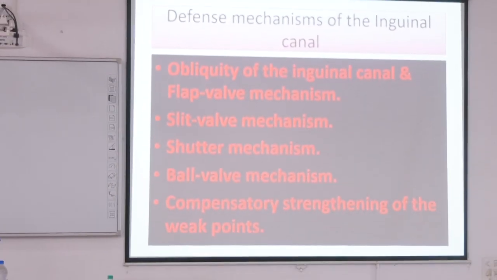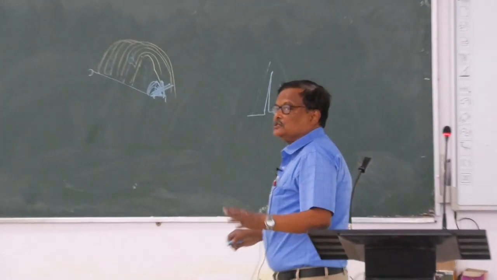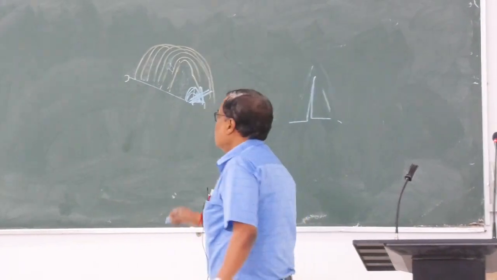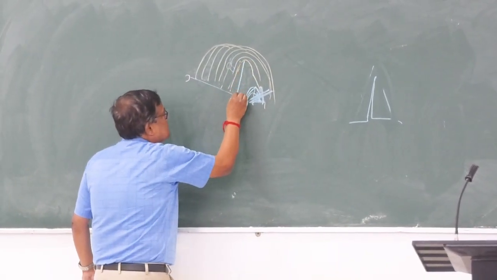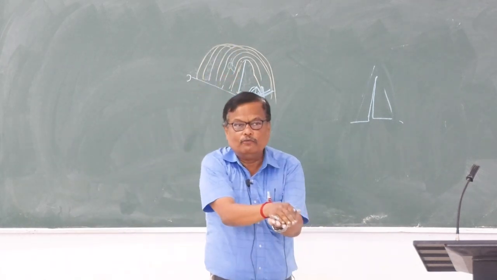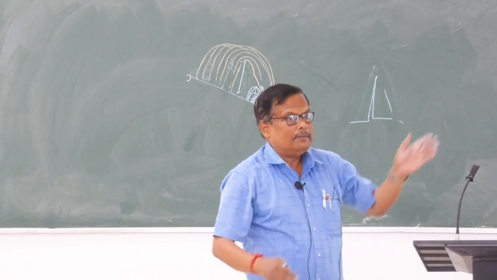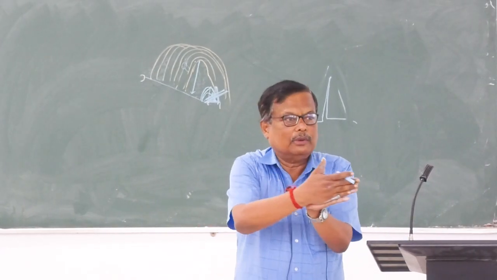Shutter mechanism. Shutter, দোকান বন্ধ করে shutter। যখনই there is a chance of hernia, internal oblique and transversus abdominis contract and it comes out as a shutter to close onto the inguinal ligament, উপর থেকে close করে দেয়, the roof comes to the floor. Flap valve কি হয়েছিল? What happens in the flap valve? Anterior wall and posterior wall come together.